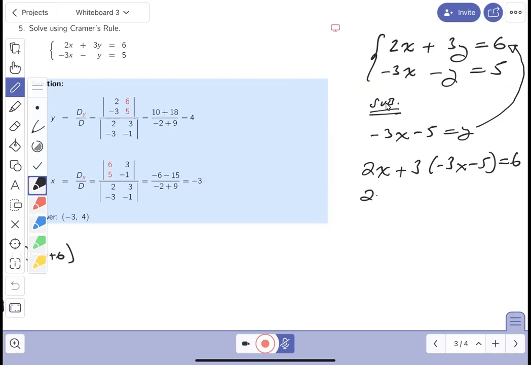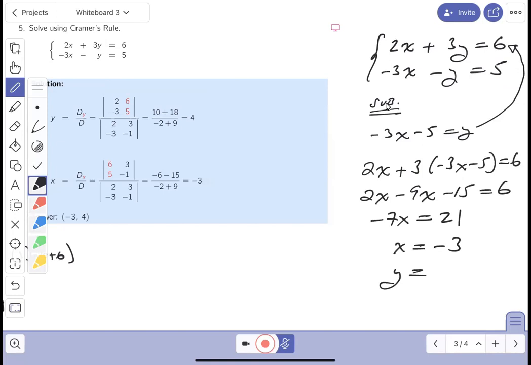What do you get over here? 2x minus 9x minus 15 equals 6, so minus 7x. I'm going to add 15 to both sides. And what would you get over there? 21, right? And what do you get for x? Minus 3. And so how would you get y?